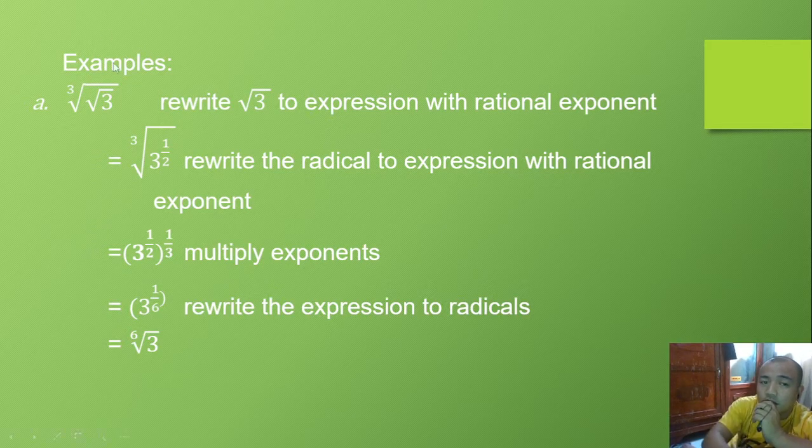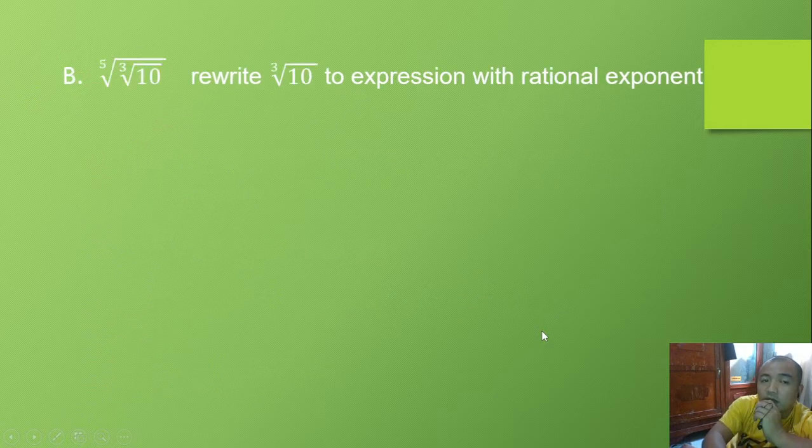So the shortcut here is we just multiply their indices. 3 times 2 is 6. So the answer is 6th root of 3. So this can be written as 6th root of 3. That's a shortcut: 3 times 2, 6th root of 3.